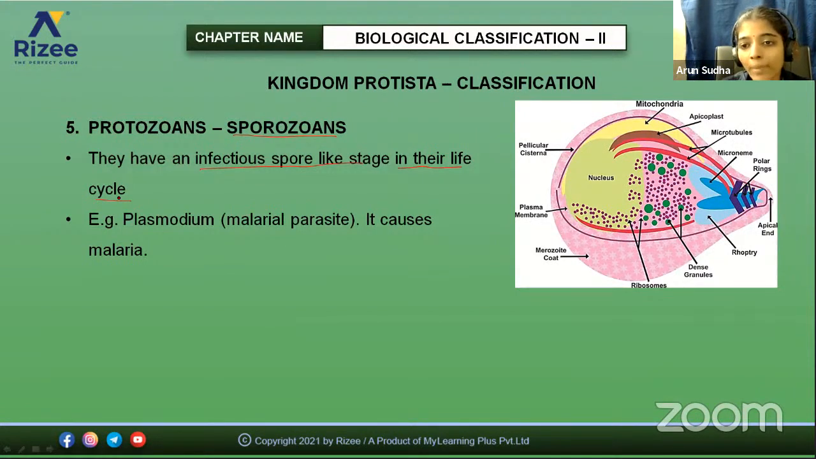A most common example is Plasmodium, which causes the disease malaria. The malarial parasite Plasmodium is one of the main examples of sporozoan. It causes malaria. The main feature here is that they form spores.